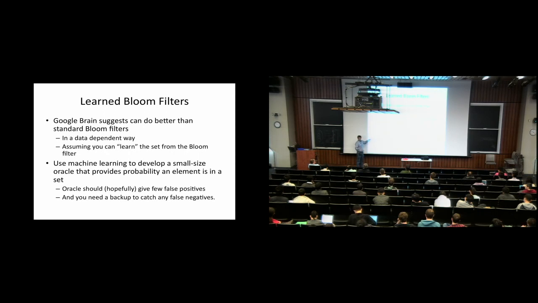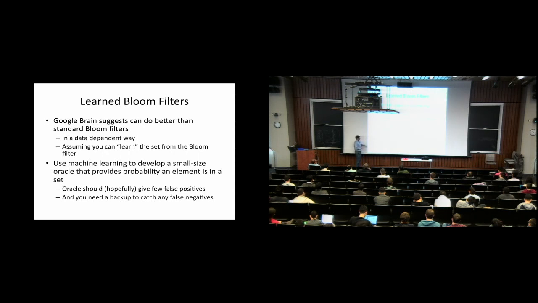Google Brain people think we're great at machine learning. If you give us a set that has some structure to it, URLs on the whitelist, say, or a blacklist, that have some sort of structure to it, we will try and learn it. And by learning it, we mean we'll develop some sort of function that tells you whether you should think this is an element of the set or not.